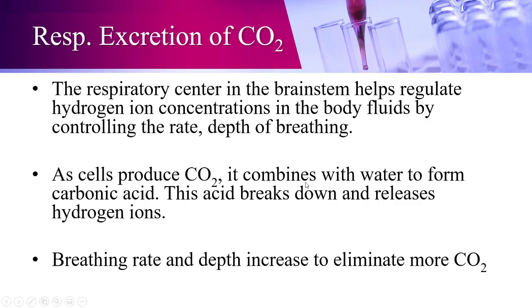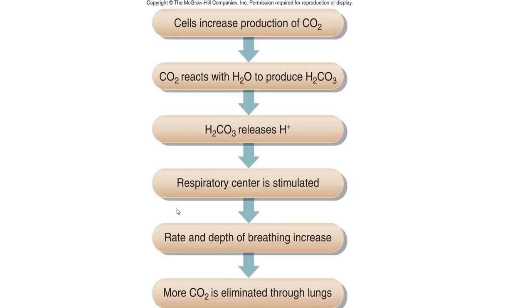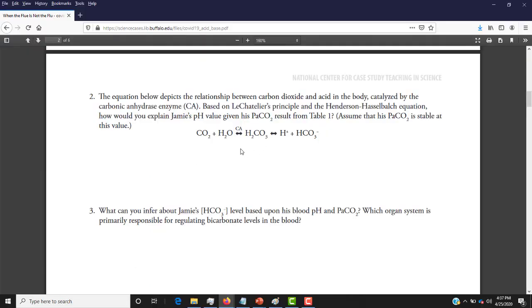So it gets mentioned here. Cells produce carbon dioxide, it combines with water to form carbonic acid, it breaks down and releases hydrogen ions. Also referenced here in this flowchart. That is exactly the same thing as what's going on in this equation. This is just showing it to you in an equilibrium equation. So the question that number 2 is asking you is, how would you explain Jamie's pH value given his partial pressure of carbon dioxide from table number 1?